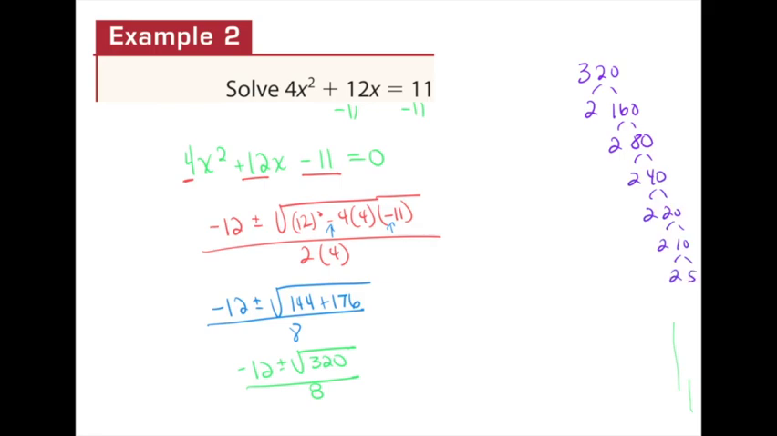All right, so factor it. Everything that pairs up can come out. So I have a 2 that can come out, I have another 2 that can come out, and I have another 2 that can come out. If multiple things come out, you multiply them. I have a 5 that stays in. So this simplifies to 8 square root of 5. So I would write that negative 12 plus or minus 8 square root of 5 over 8.